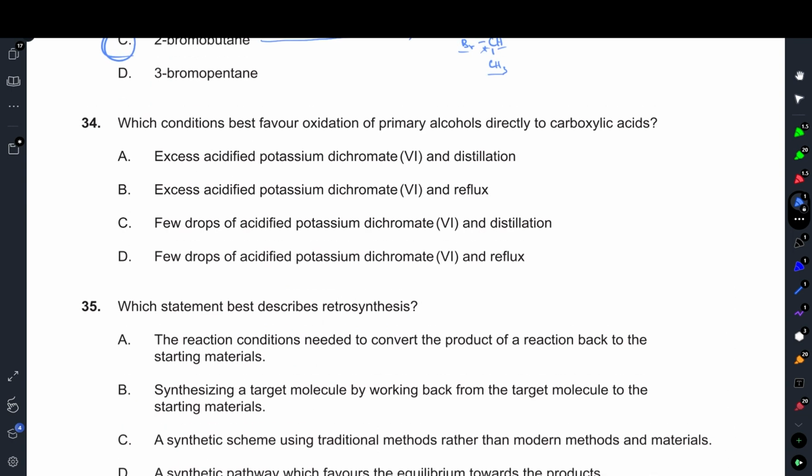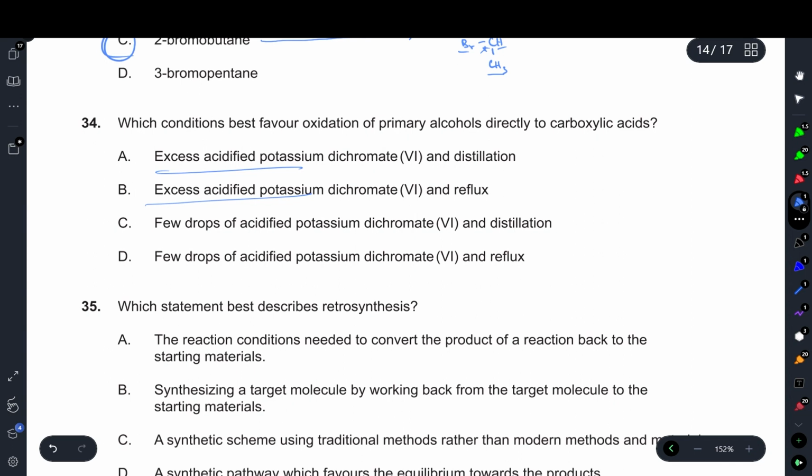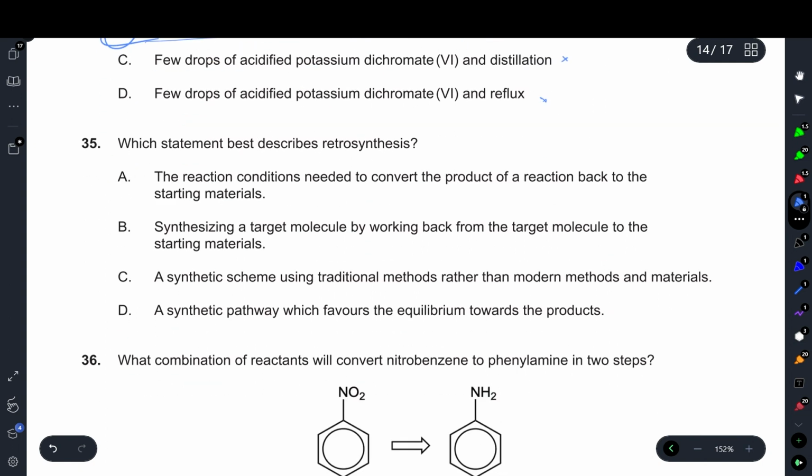Moving on to question number 34. Which conditions best favor oxidation of primary alcohols directly to carboxylic acids? This means that you are going to undergo oxidation, which means you need excess acidified potassium dichromate, so not a few drops, and you will have to reflux it. Distillation will produce an aldehyde. So 34 is B.